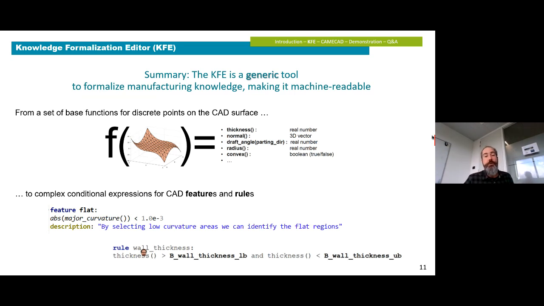As I showed you, radius is one, but we also have the local thickness, local normal direction, and angle with respect to a particular other defined direction, like parting direction. And we have also properties of curvature and convexity. With these very simple base tools, the process engineer can come up with very elaborate and complex features and rules, as you see again in some examples here on the bottom of this slide.